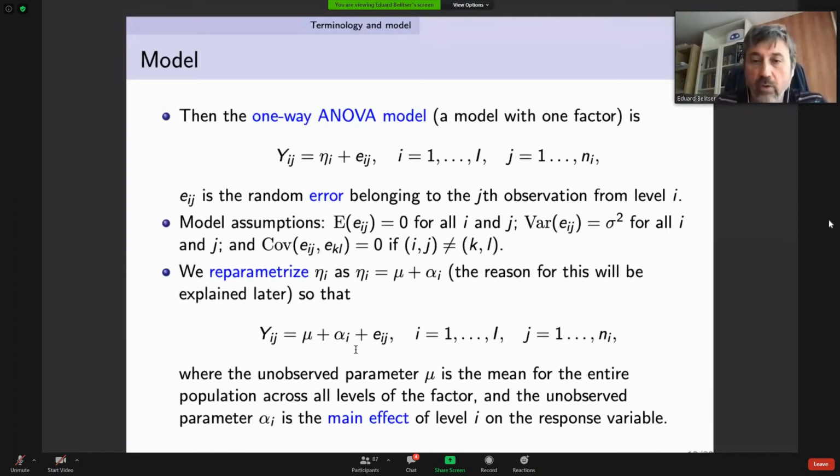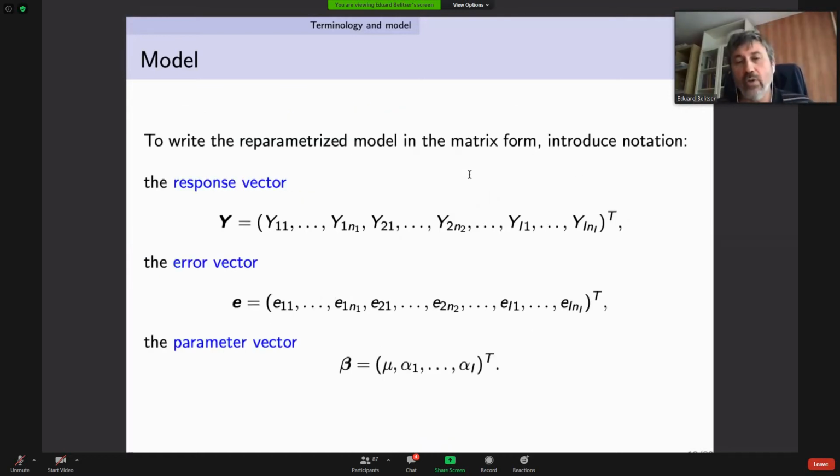So this is how the model looks like. And think of mu as something which is common for all levels, and alpha is the part which is responsible for the level itself. So if levels are different, then alphas are different, and mu is the same thing. Mu just stays there. It's always the same for all of them. Well, in this case, it's general, it's I.